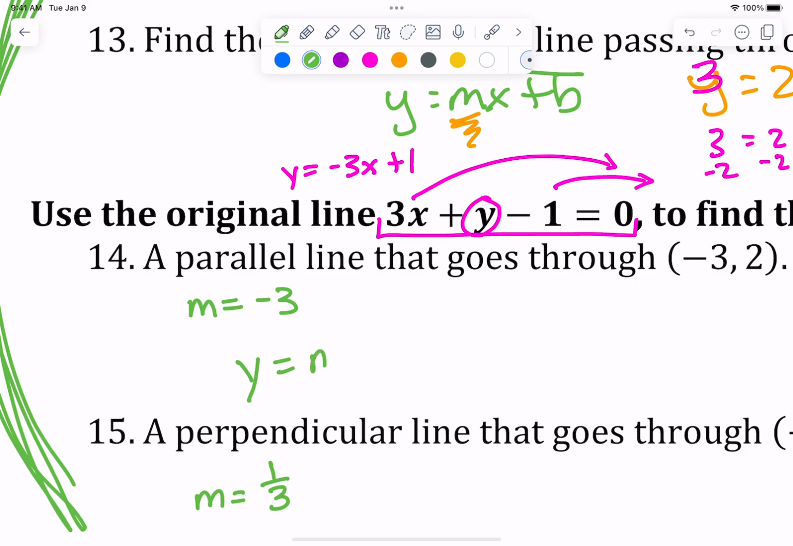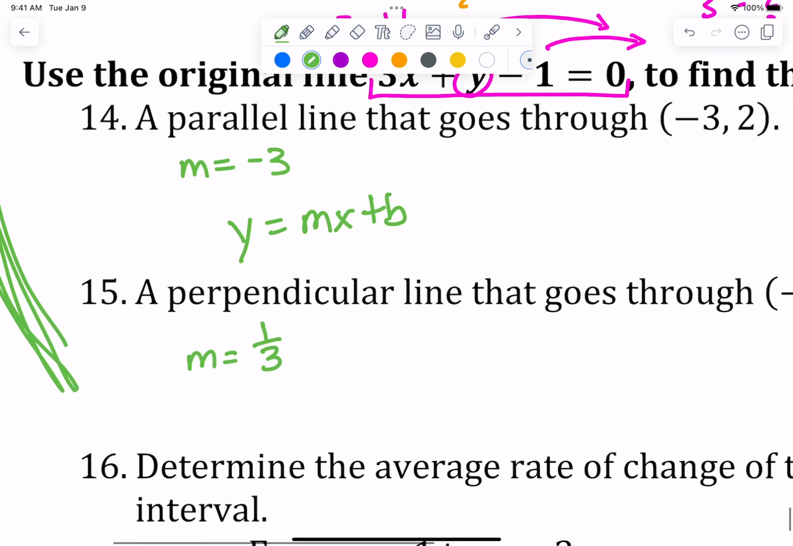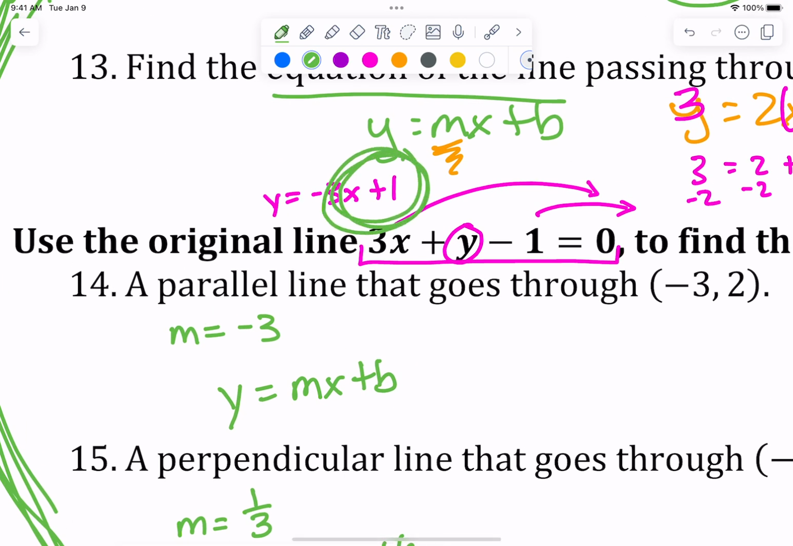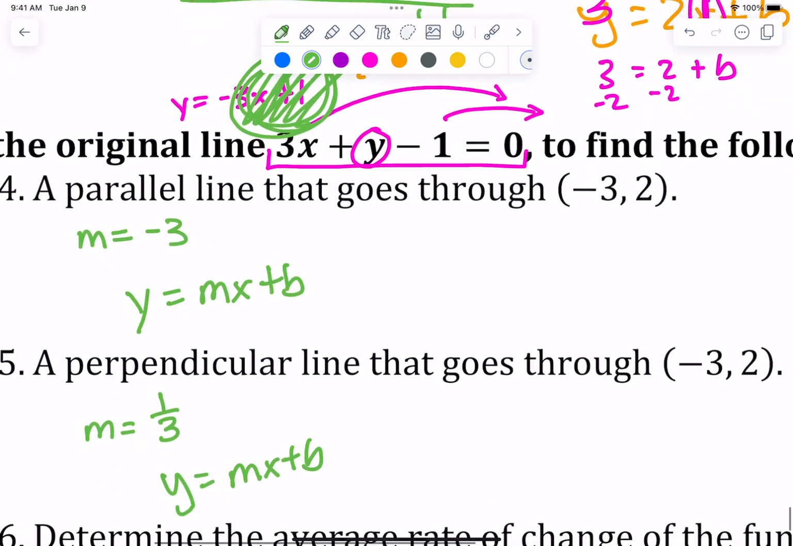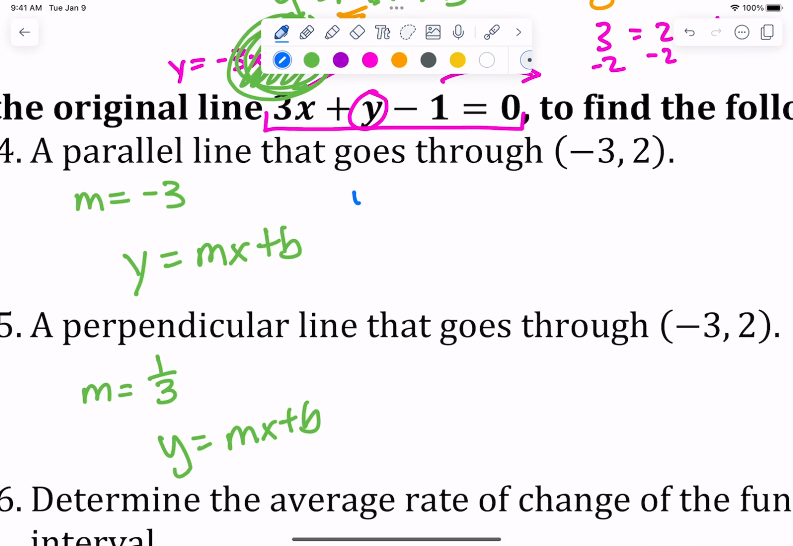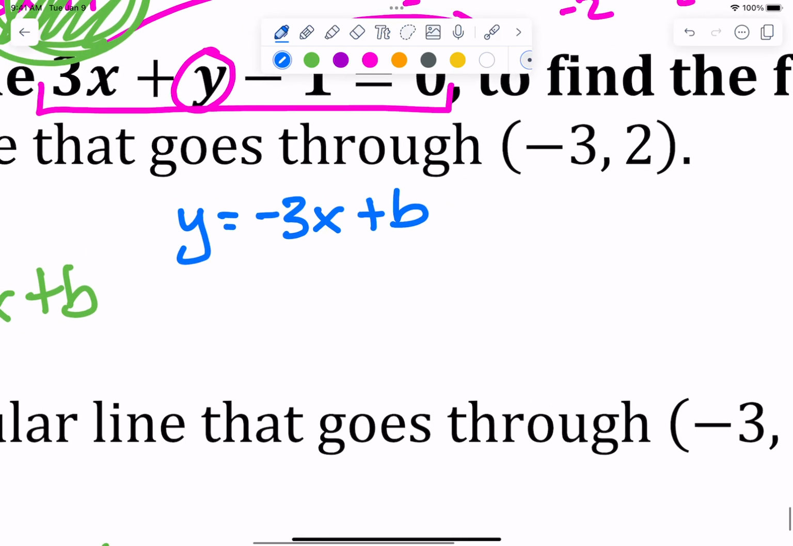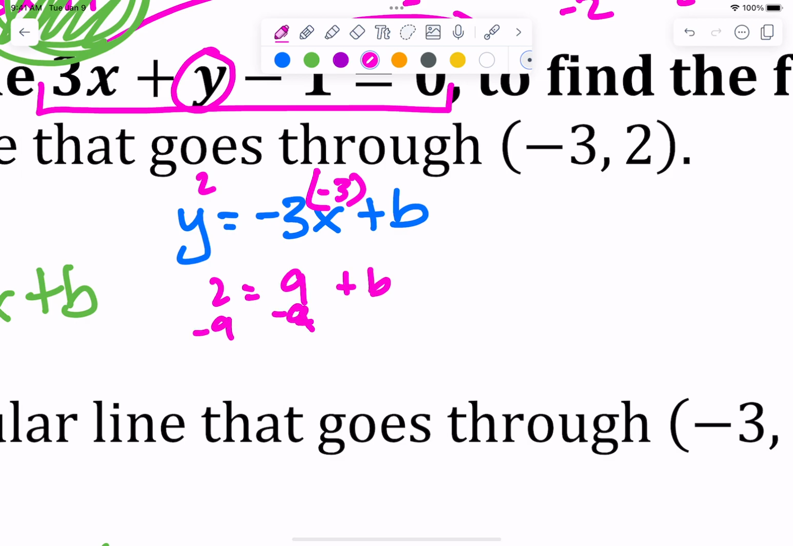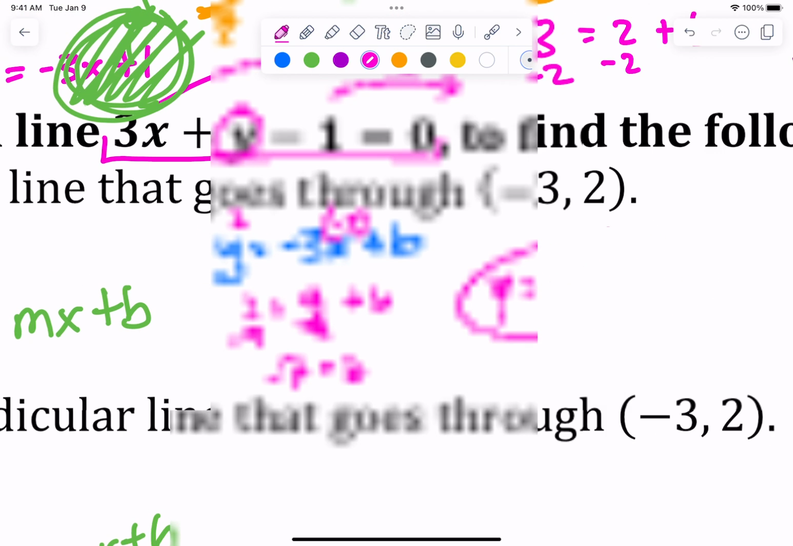Now I just do y equals mx plus b, and I have my m already. What do I do with this 1 right here? Nothing. Throw it away. Now y equals negative 3x plus b. How do I find b? We use the numbers they give us and plug in. Negative 3 for x and 2 for y, so 2 equals negative 3 times negative 3 is 9, plus b. 2 minus 9 is negative 7. B equals negative 7. Y equals negative 3x minus 7. There you go.